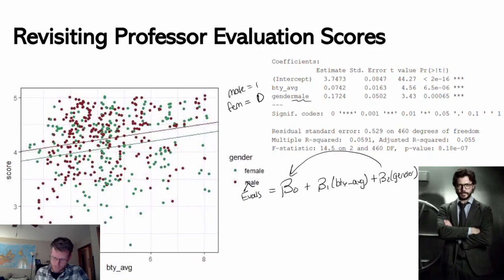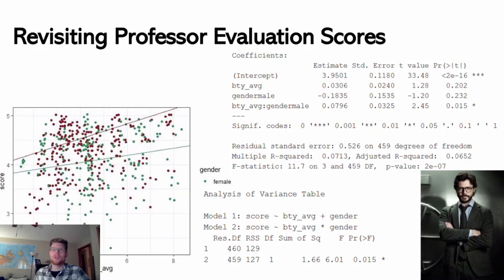However, we have another option here, and that is to model this with an interaction, meaning that the effect of gender might actually depend on beauty score. So it's not just that gender creates some constant difference, but that the difference based on gender might depend on the beauty score of the professor to begin with.